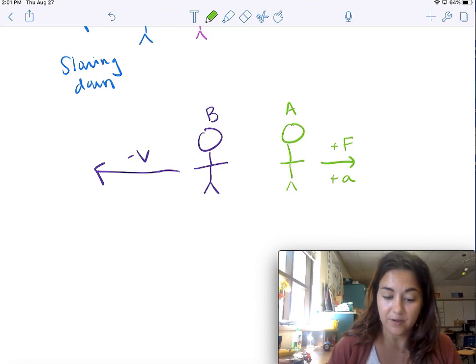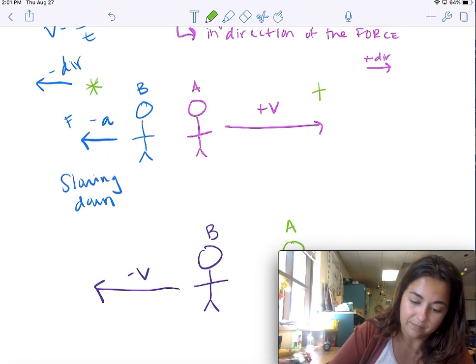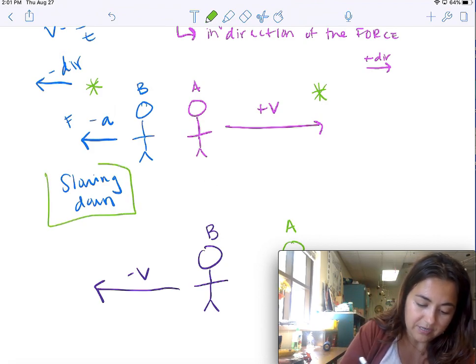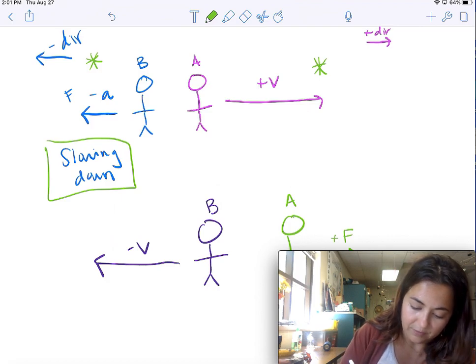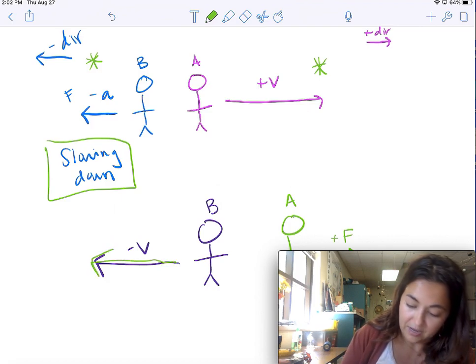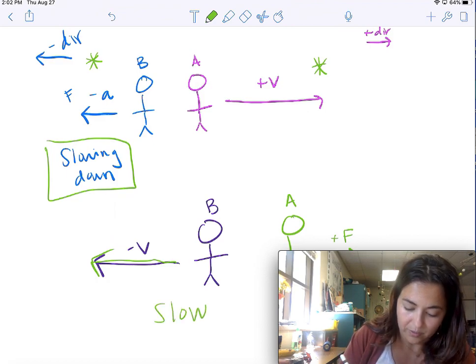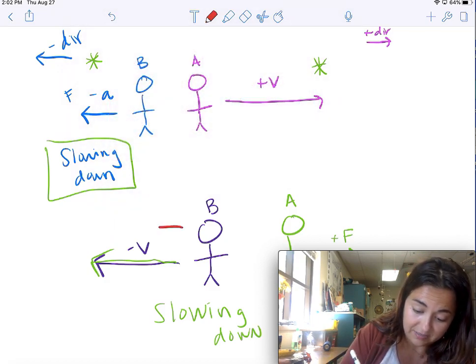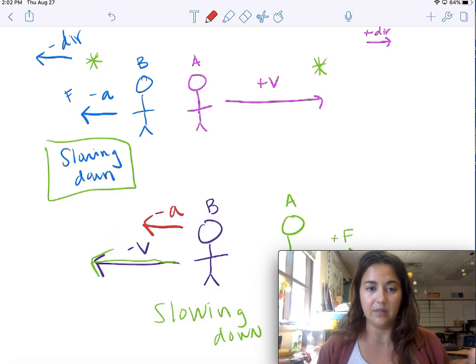But I do have a trick for you. You're going to notice in this picture right here, the acceleration and velocity are in opposite directions, and that person is slowing down. In the second example, velocity, motion is in this direction, and acceleration is in the opposite direction. This is also an example where they are both slowing down. If person A had pushed person B in the same negative direction, that person would speed up in the negative direction.